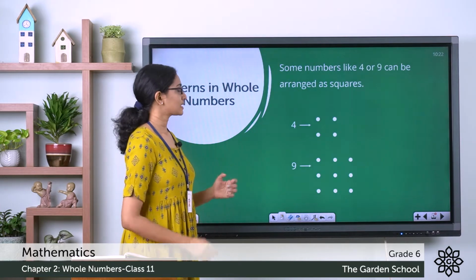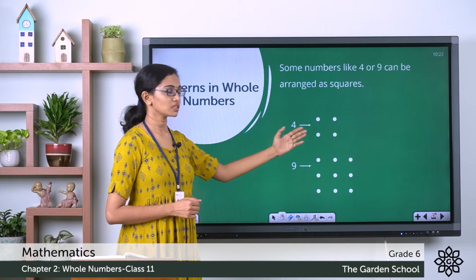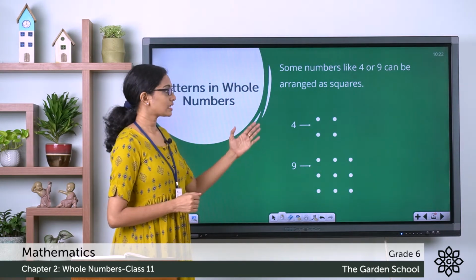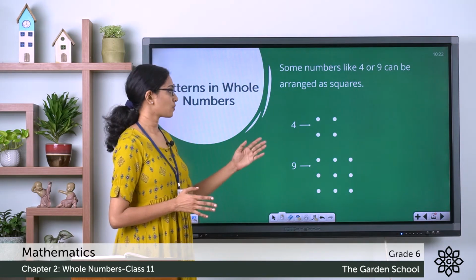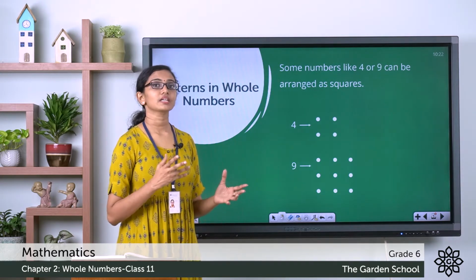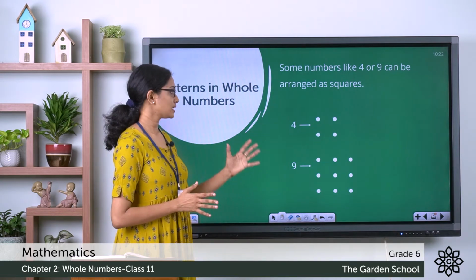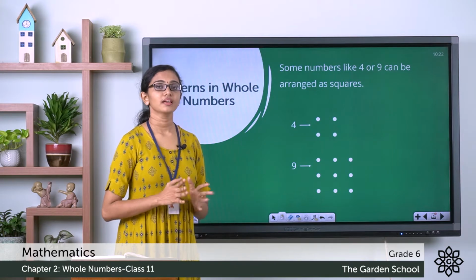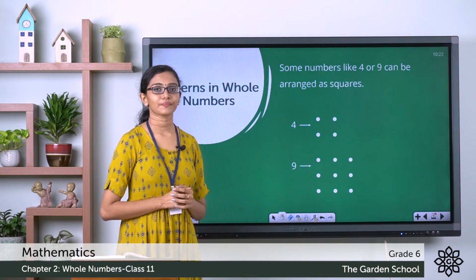Now, look at this. Here we have the number 4 represented using dots. Here the number 9 is represented using dots. We have arranged these dots in the form of a square. See, the numbers 4 and 9 can be represented using dots and arranged into a square shape. So you can say these numbers 4, 9, 16 and so on are also called square numbers.